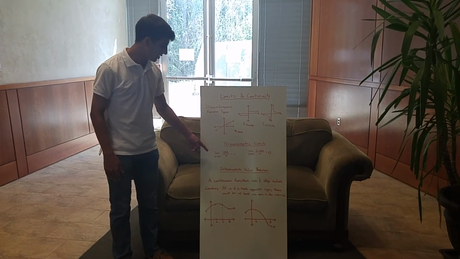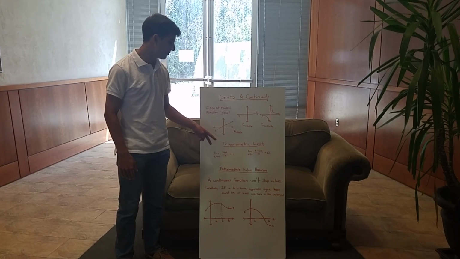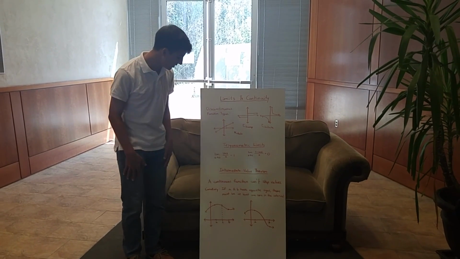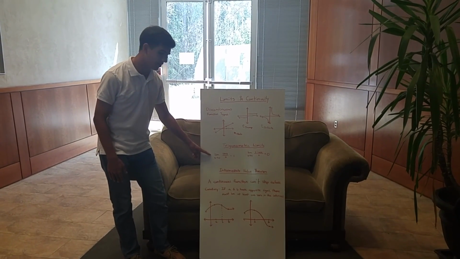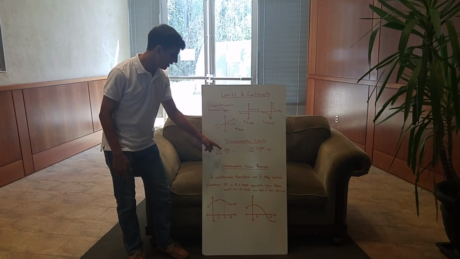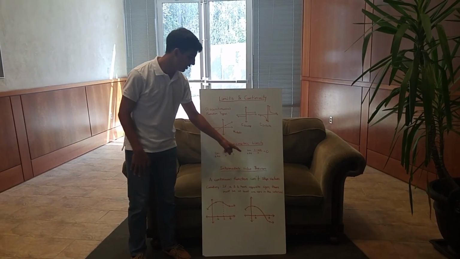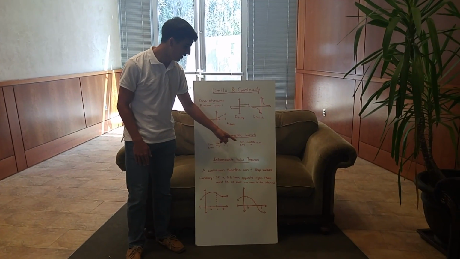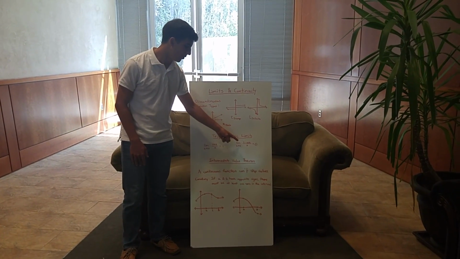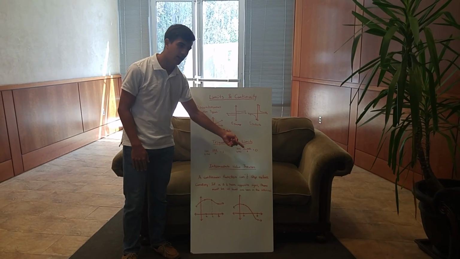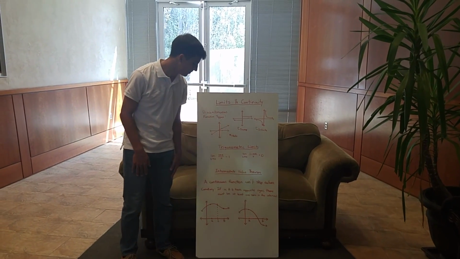For trigonometric limits, here are 2 types of trigonometric limits that you guys should memorize. The first is where the limit is approaching 0 and the function is sine of x over x. You should know that that equals 1. The second is where the limit is also approaching 0 and the function is 1 minus cosine of x over x, and that one equals 0.